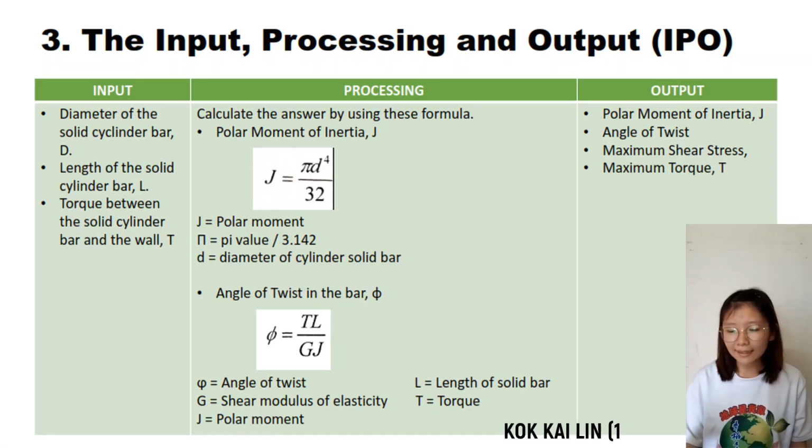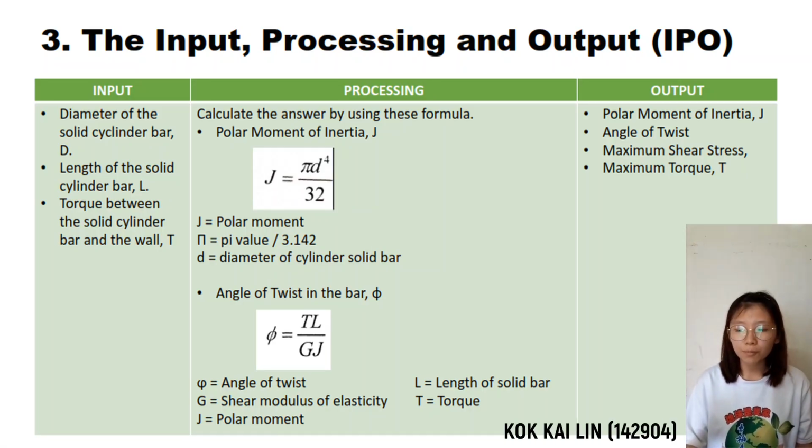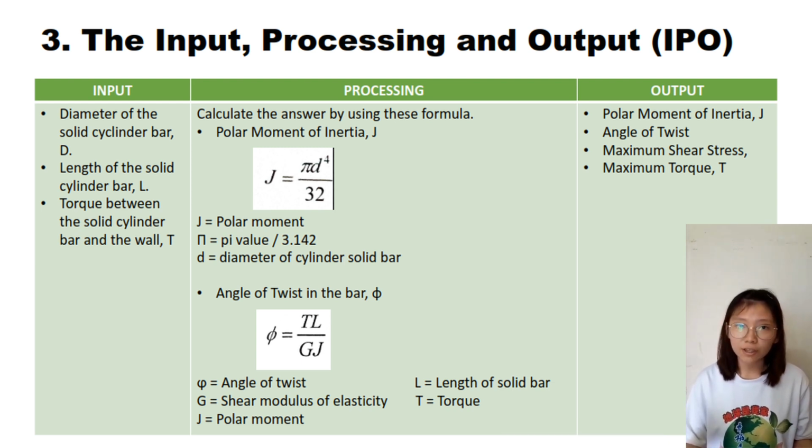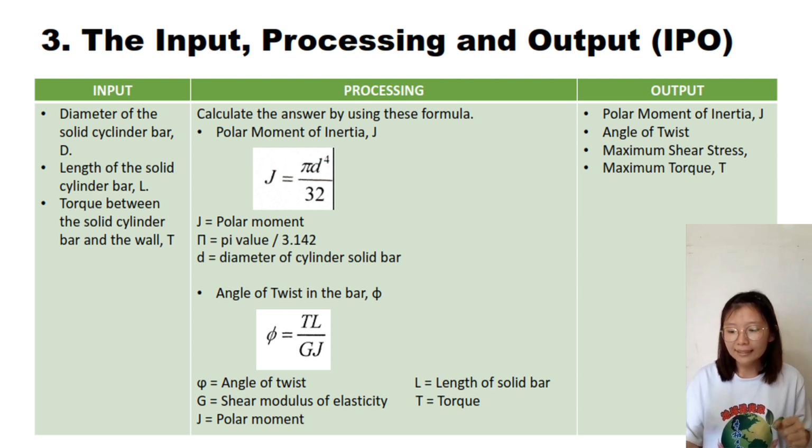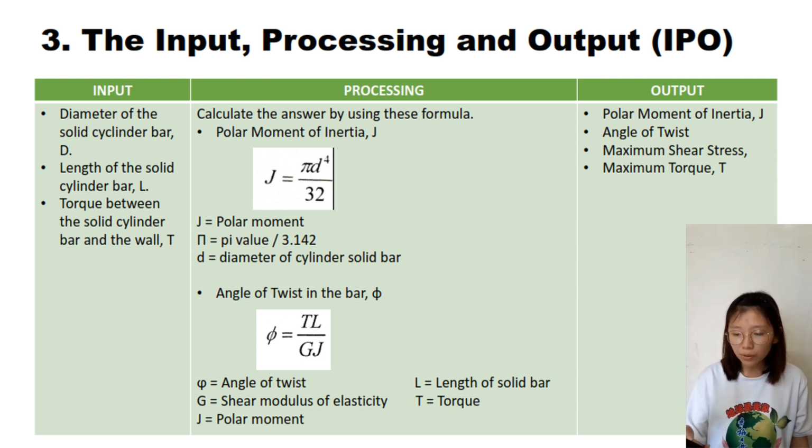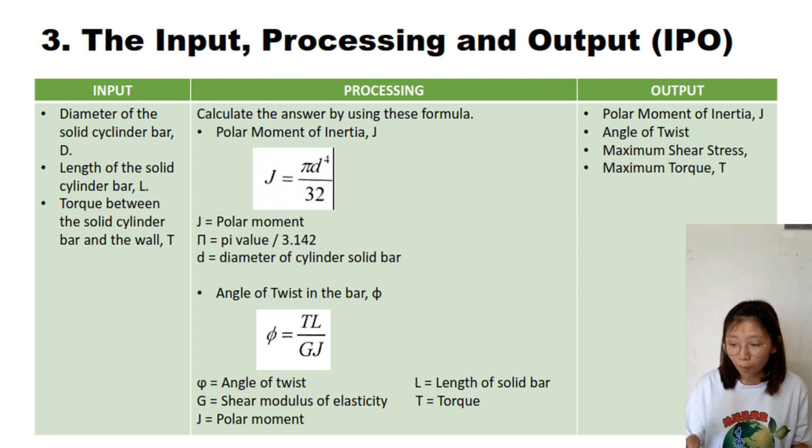My name is Kylie. Now I'll be presenting the input, processing, and the output. The input is the diameter of the solid cylinder bar, D, the length of the solid cylinder bar, L, and the torque between the solid cylinder bar and the wall, T. For the equation, we have J, the polar moment of inertia, which is pi d to the power of 4 over 32, and the output will be the polar moment of inertia.